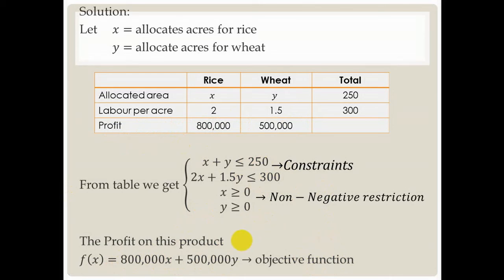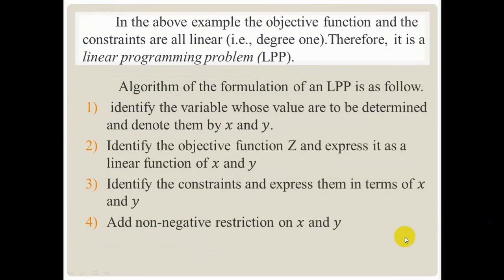So now, in the above example, the objective function and the constraints are all linear. It would be impossible if the equation were quadratic. Therefore, it is a linear programming problem. So the two equations I explained form an LPP, everyone. The algorithm for the formulation of an LPP is as follows.